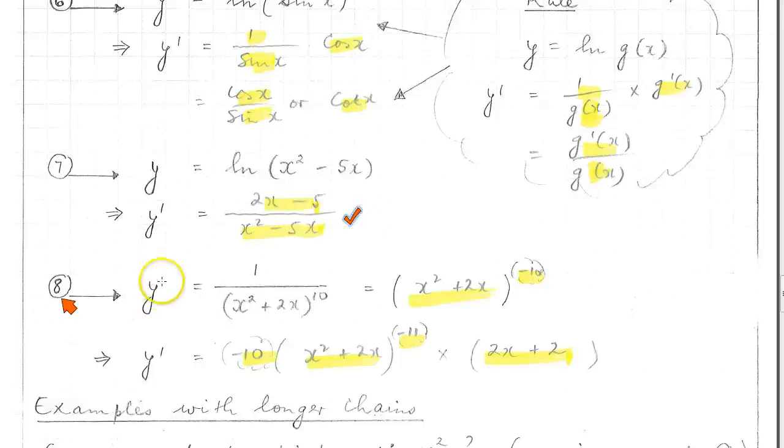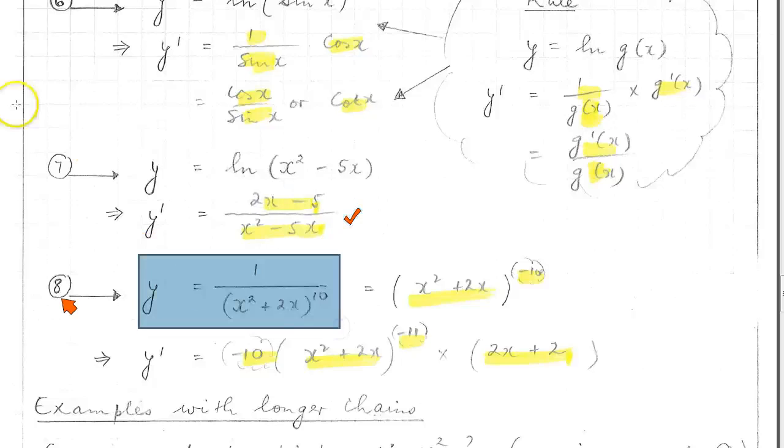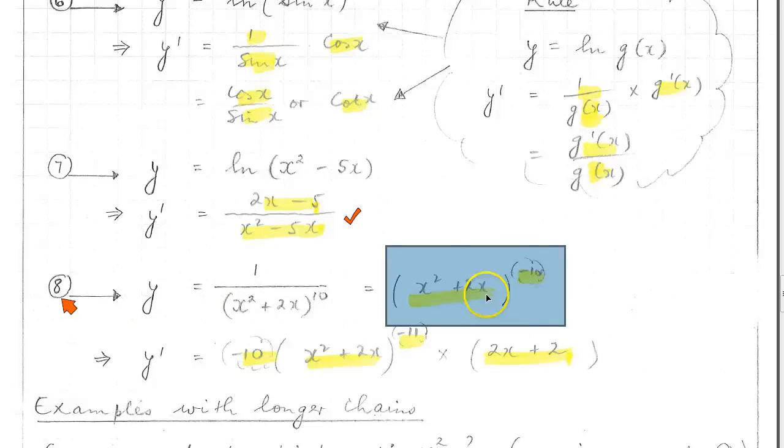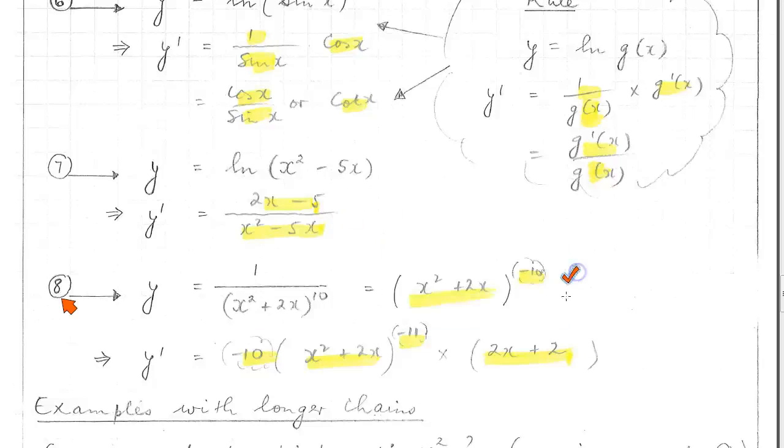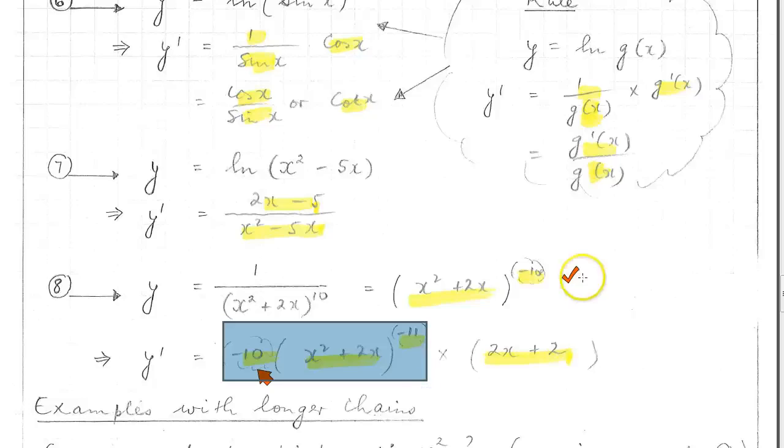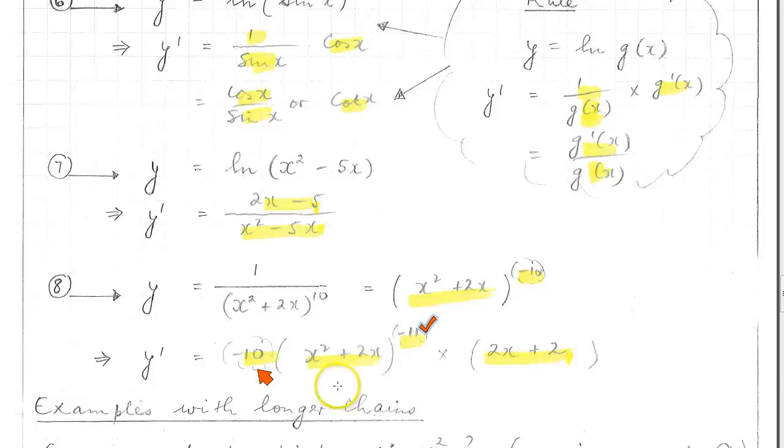Number 8 is not an ln example. You need to rewrite that as x squared plus 2x to the power of minus 10. Correct, because it's going to the top. Now that becomes a power function type. Put the power in front, you'll get minus 10 times x squared plus 2x, reduce the power by 1: minus 10 minus 1 is minus 11. And now you need to differentiate the x squared plus 2x. You get 2x plus 2, and that's what you multiply by.